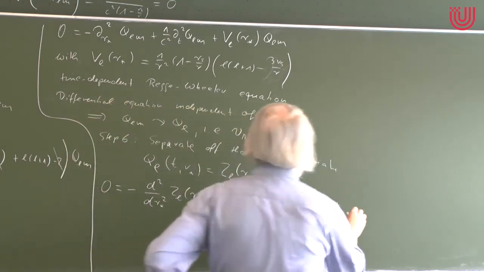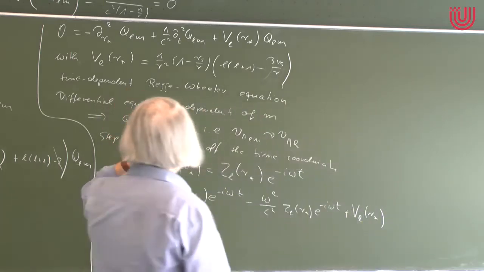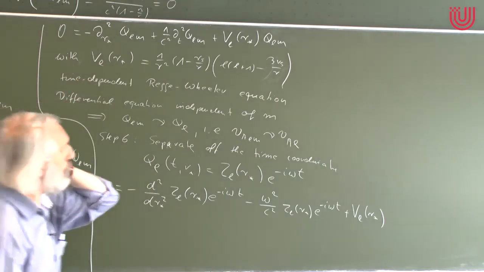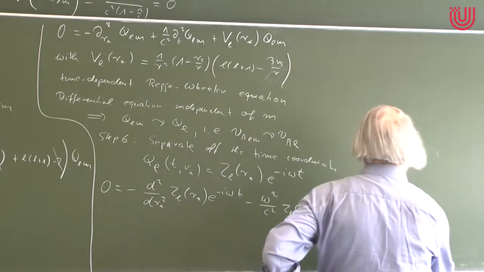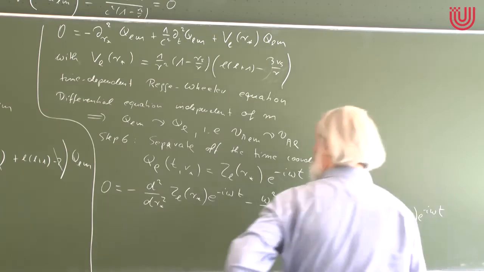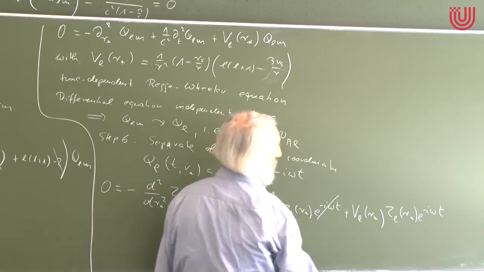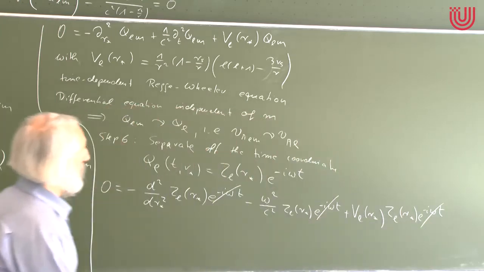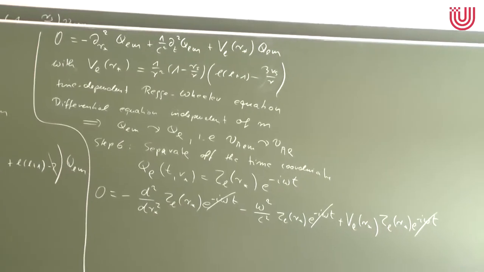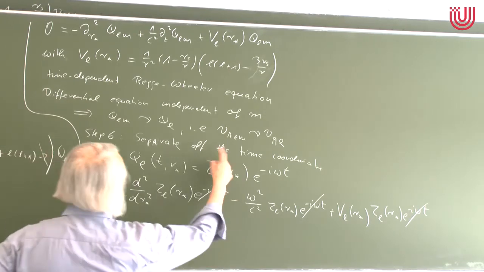And then the Regge-Wheeler potential. I said that the whole thing is called the Regge-Wheeler equation, and this potential is usually called the Regge-Wheeler potential, times Z_L times e to the minus i omega t, and everything is 0. And you see, as I said, this ansatz works, so the time factor drops out, which is always the case if you have a time-independent problem. Okay, now we have an ordinary differential equation for this radial function.